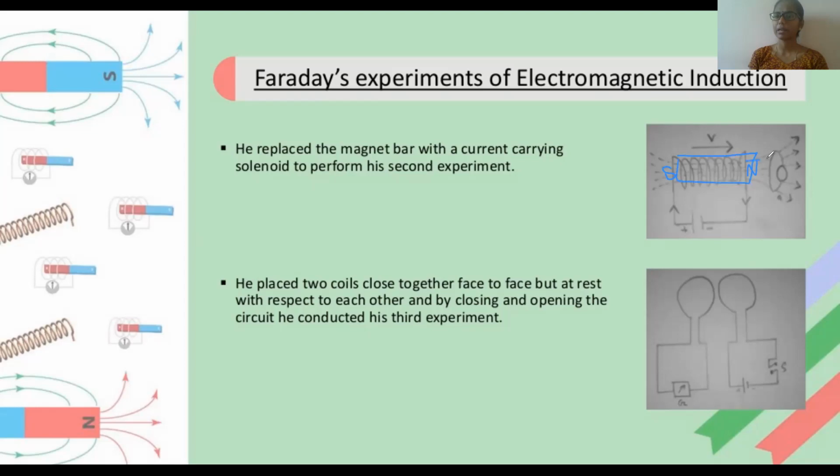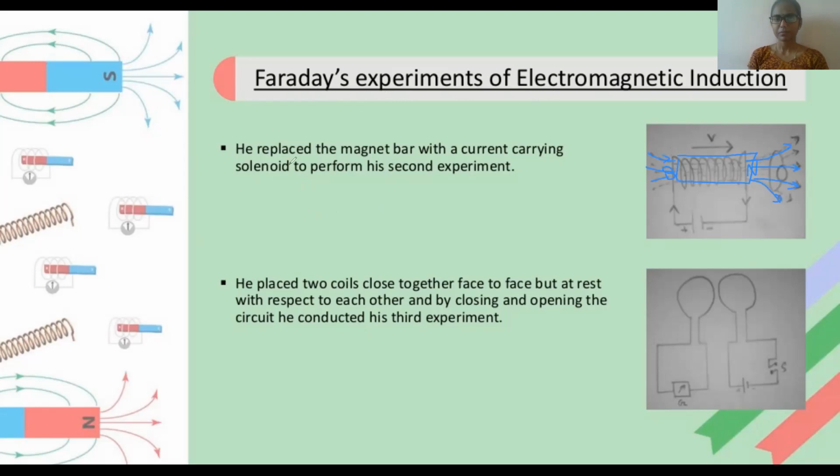How does a bar magnet emit lines of force? Like that only, here also the lines of force will be emitted from the north pole, and all the lines will come to merge at the south pole. Right, children? This is what we are going to observe. This is Faraday's electromagnetic experiment.